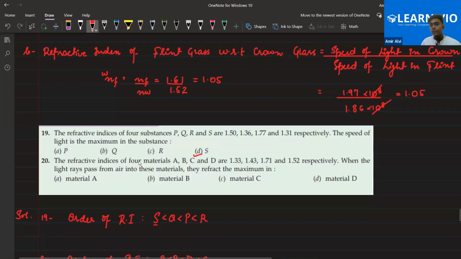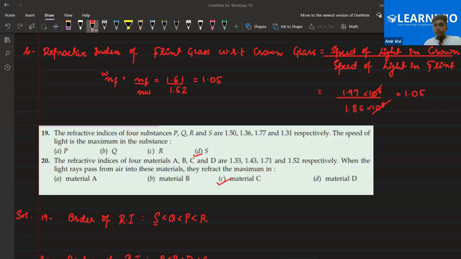Next, the refractive indices of four materials A, B, C, D are given to you. When the light ray passes from air into these materials, it refracts the maximum in which one? Maximum refraction means it will bend towards the normal. So the higher the refractive index, the higher the refraction. Right? Clear? Yes, Junaid. So A, B, C, D are 1.33, 1.43, 1.71, and 1.52. Among all, 1.71 is the maximum. So material C will be the correct option, which will refract the light most.